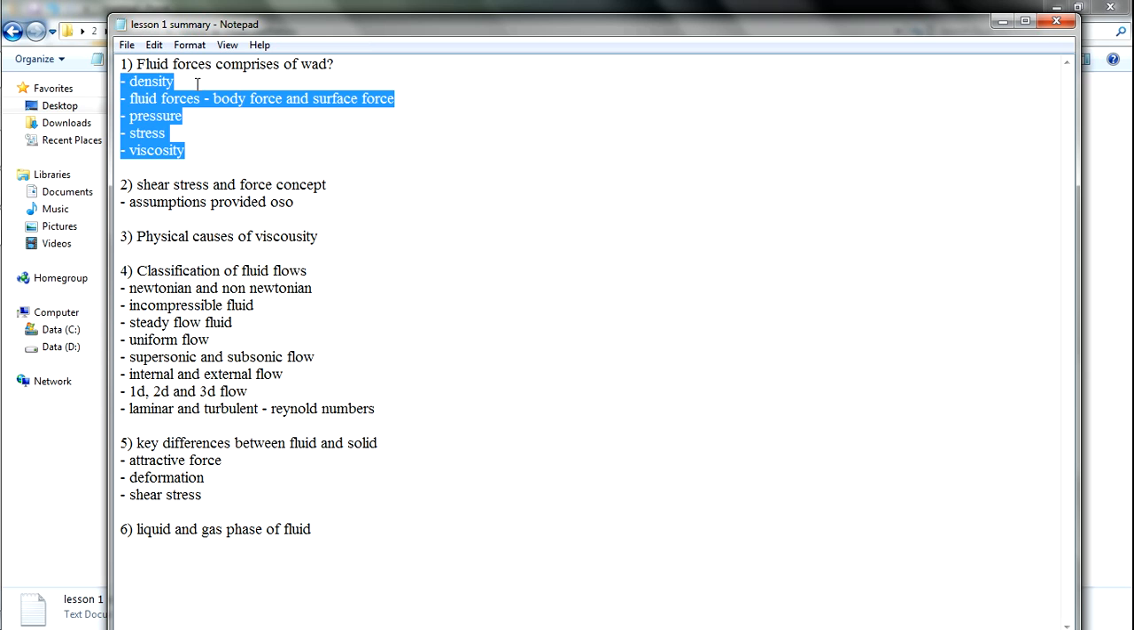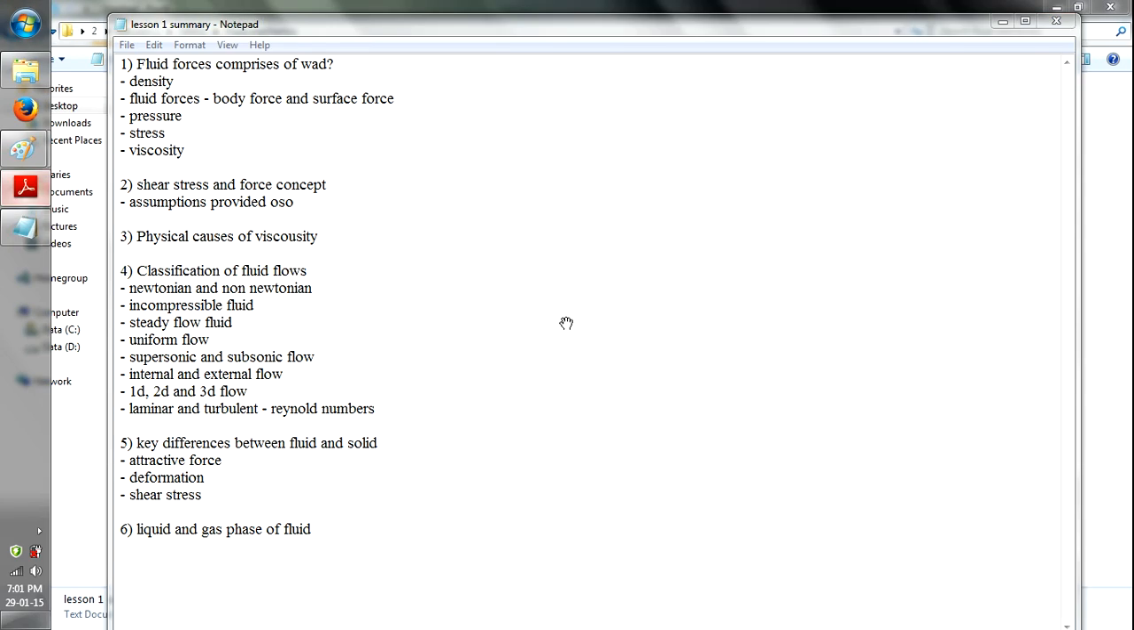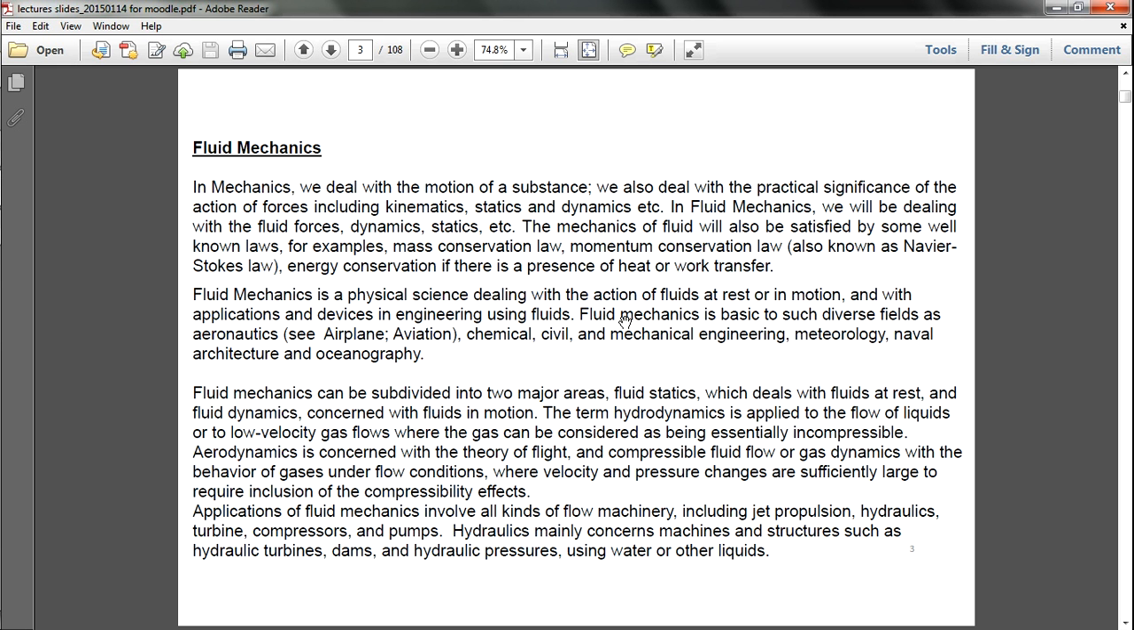The things that we are studying in lesson 1 are density, fluid forces, pressure, stress, and viscosity. So mainly I think I'll just cover this portion over here. If I have time, then I'll cover this. So let's start off with the slides.